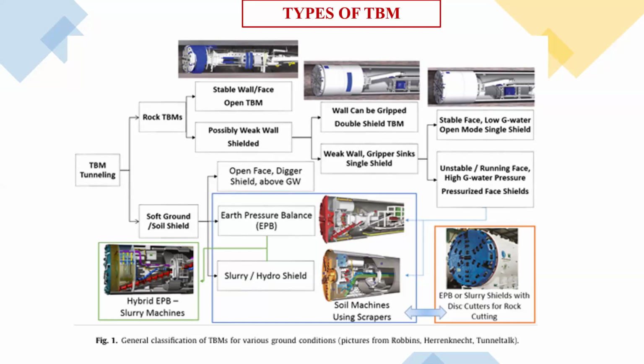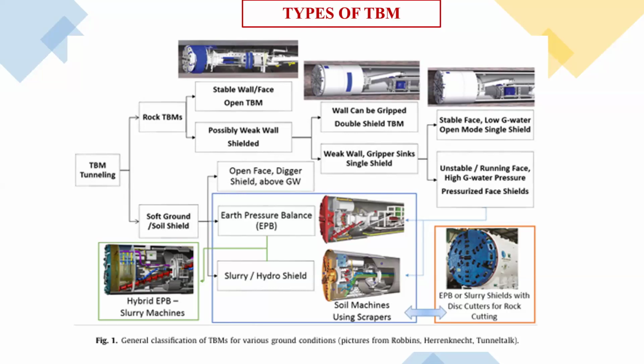If it is not competent ground, a mix of hard and weak ground, or some types of very soft ground, we use a shielded TBM. Shielded TBM has two types: double shield TBM and single shield TBM. Double shield means it has two shields. When the TBM is moving, one shield is working and another shield is building the segment.